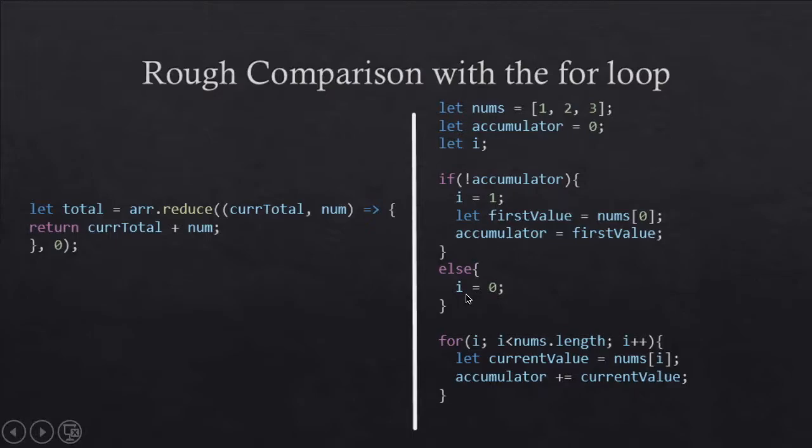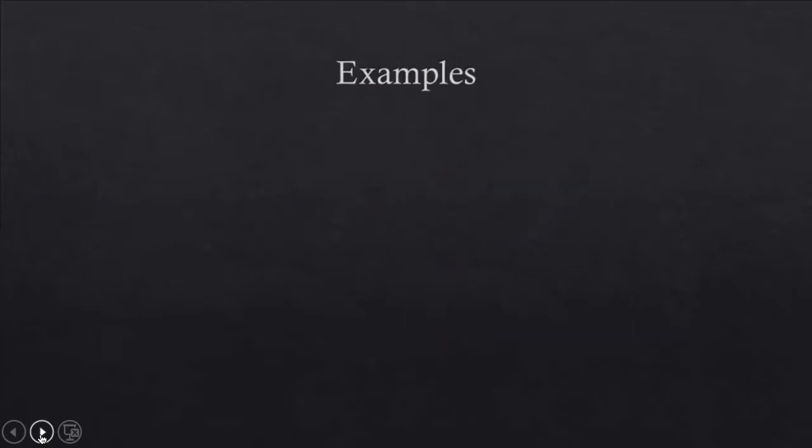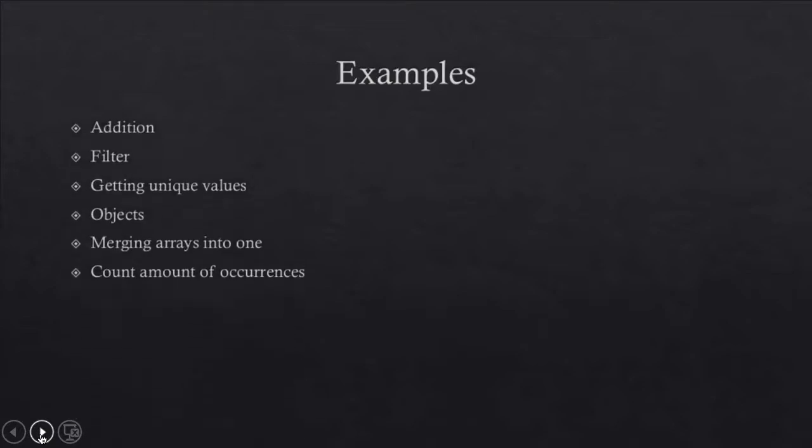So really, where the index starts depends on whether the accumulator is passed or not. So if there is an accumulator, then the first index will be 1, and the first value will be the first. So this array index of 0, so 1, and you set the accumulator to the first value. Otherwise, you will just set the first index to 0, and it just loops through the array. And we're going to make examples in the snippet.